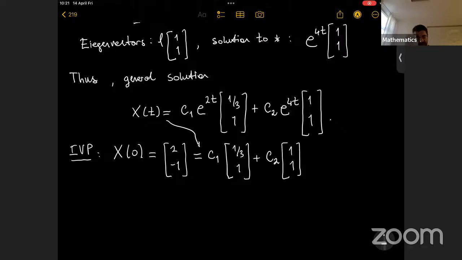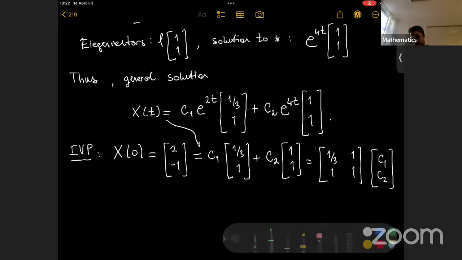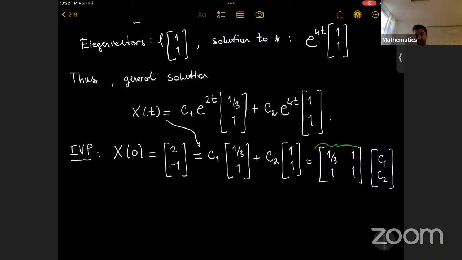Let me do this in a fancy way. You can do this by hand, but we can also do this with matrices. This is nothing but the matrix (1/3, 1; 1, 1) times (C1, C2). By the way, you don't have to do it like this. You can find C1 and C2 like you do in high school or elementary school, if you like. Say this is B.